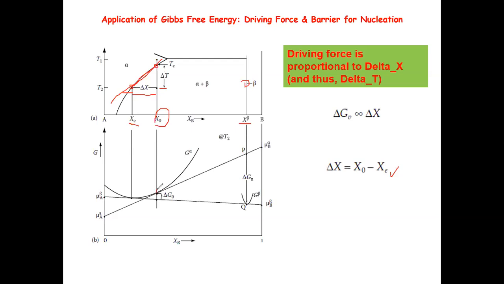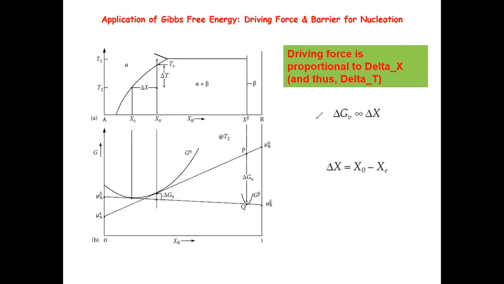So this is your alpha free energy curve. But if you do a double tangent construction at this particular temperature, this is a single alpha phase. This is alpha plus beta. So this difference is going to be the driving force, which is a bulk free energy reduction. Again, we will revisit this picture when we talk about the growth.